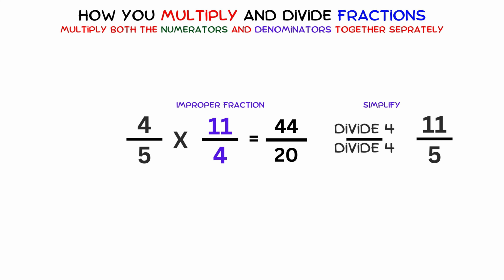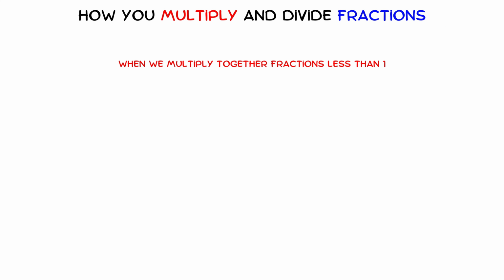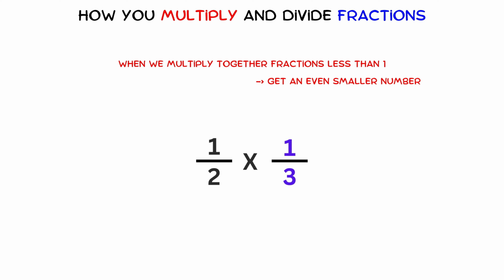One other thing to point out about multiplying fractions is that when we multiply together fractions that are less than 1, like 1/2 times 1/3, we actually get an even smaller number because we're taking a small portion of something that was already small. For example, if we start with half a pizza, then by multiplying it by 1/3, we're effectively selecting 1/3 of that half pizza, so now we only have 1/6 of the whole pizza.